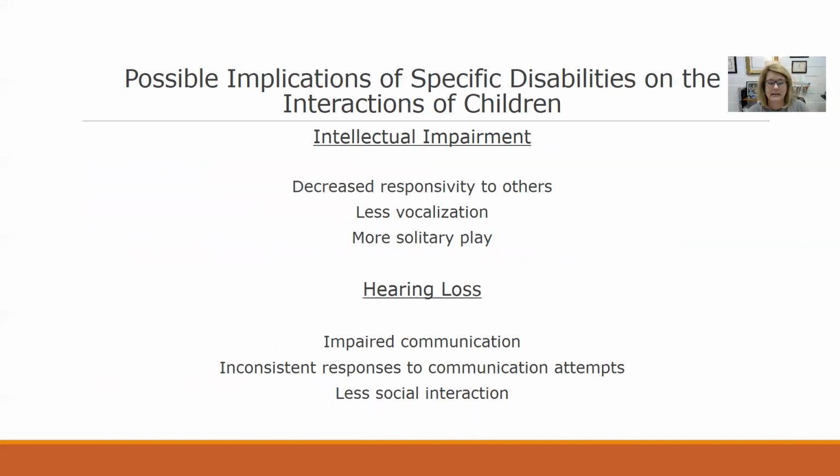With intellectual impairment, children may not respond as well, have less vocalization, and play alone more. With hearing loss, there is impaired communication, inconsistent responses to communication attempts because they simply don't hear you, and then of course less interaction.